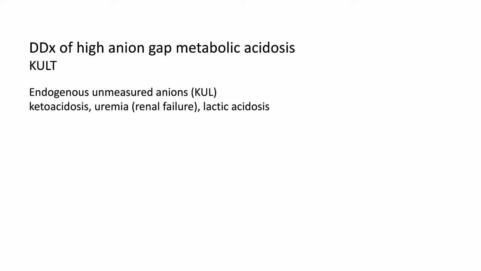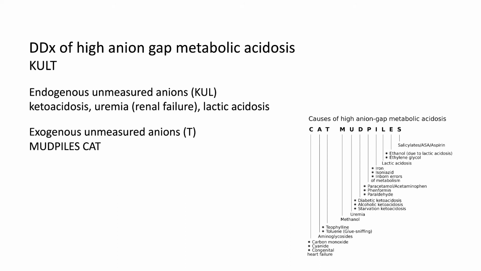The T I use as so-called toxins. And that's where I use CAT MUDPILES, or MUDPILES CAT, to help me remember all of the various toxins that can cause a high anion gap metabolic acidosis. And those toxins are included in this CAT MUDPILES mnemonic. One note, if you remember from the case, this patient was on iron. An iron overdose can certainly give you a high anion gap metabolic acidosis. So we would keep that on our differential diagnosis for the metabolic acidosis in this patient.